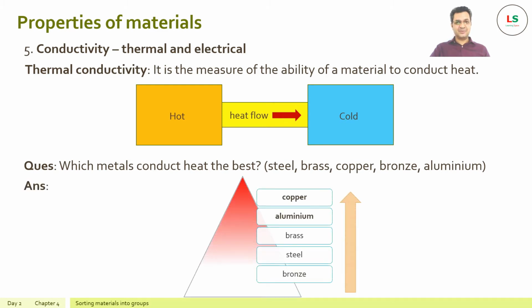So here we have a pyramid showing the various heat conductions of the metals. We have copper and aluminium topping this list, so both of these metals are better to be used as the base of a saucepan or as heat sinks.